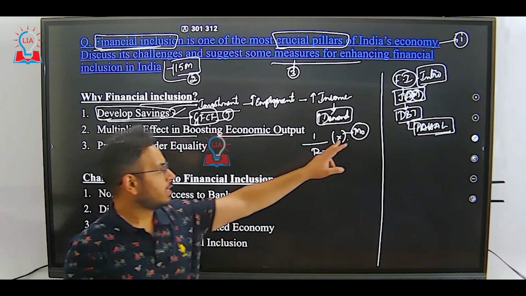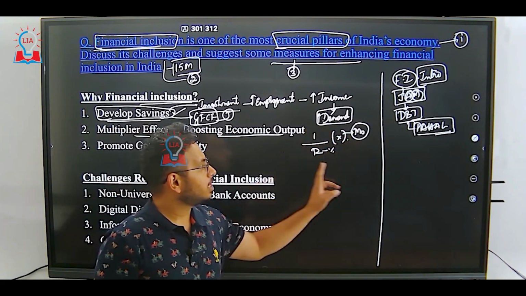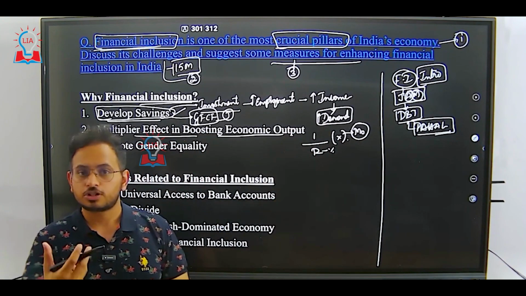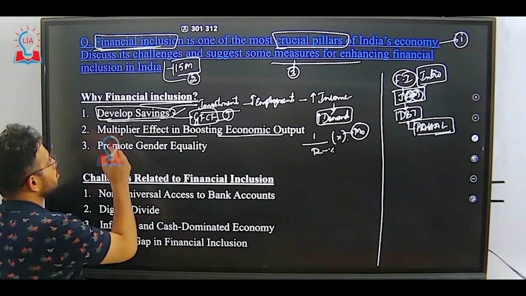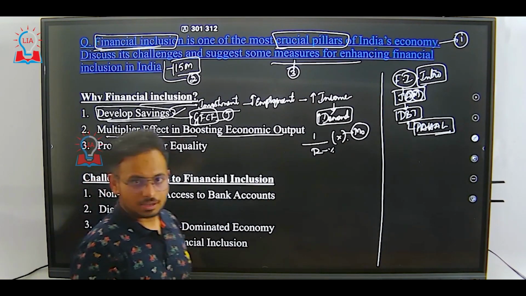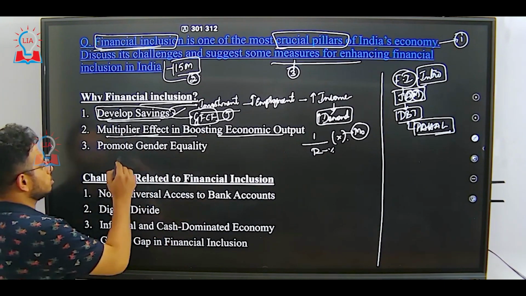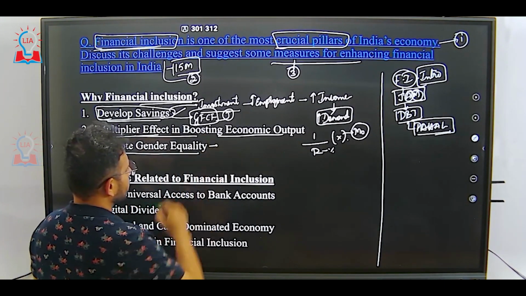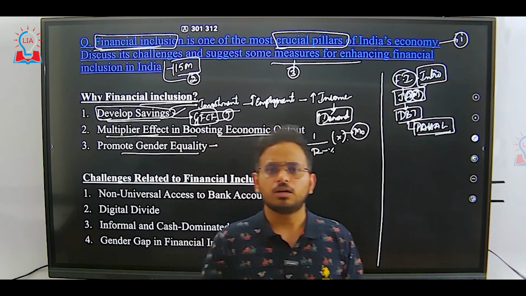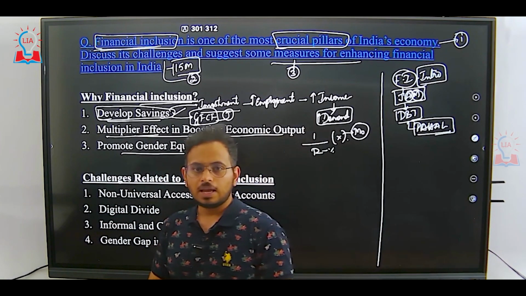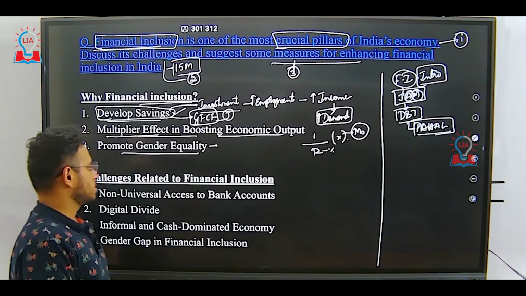With this much money, or the reserve ratio, the total value of the transaction that we can create is called the money multiplier effect. If money becomes a part of the formal banking sector, then the money multiplier gets a boost, and the velocity of money also gets a boost. Promote gender equality. Financial inclusion will inevitably create gender equality and eliminate gender-unequal practices.